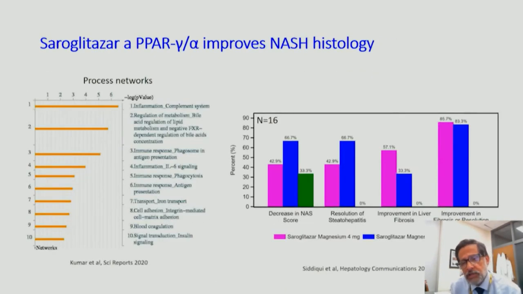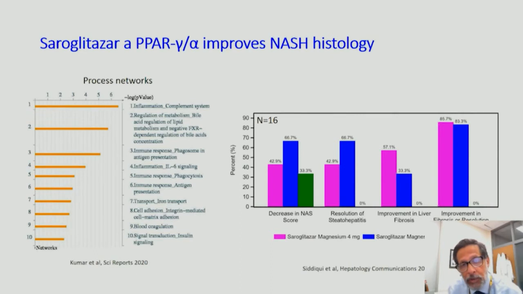Now, what has emerged from all of this is that PPAR gammas, which are limited by weight gain and fluid retention, work, but people have been working on trying to improve the PPAR gamma effect while ameliorating its side effects. So PPAR gamma-alpha is in a molecule called saroglitazar, approved in India for the treatment of diabetes and also NASH. These are data in an animal model that we ran, shown on the left.